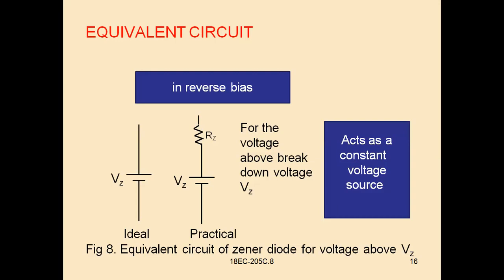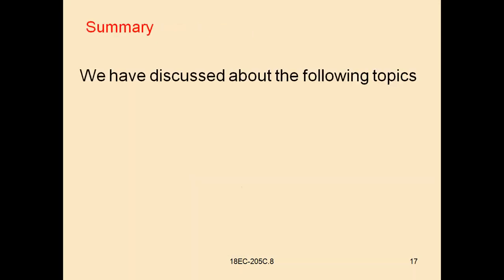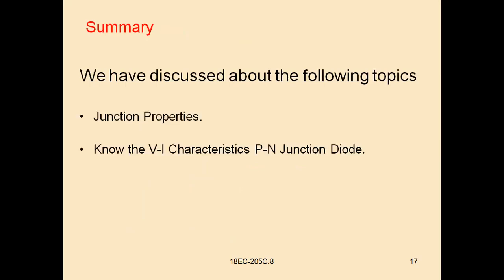So the forward bias characteristics of both the Zener diode and the PN junction diode are the same. But in reverse bias, up to the breakdown voltage, the Zener diode will act as an open switch. And if the voltage is greater than the breakdown voltage VZ, the Zener diode will act as a constant voltage source. So hence we have discussed junction properties, VI characteristics, the PN junction, Zener diode, and its circuit.